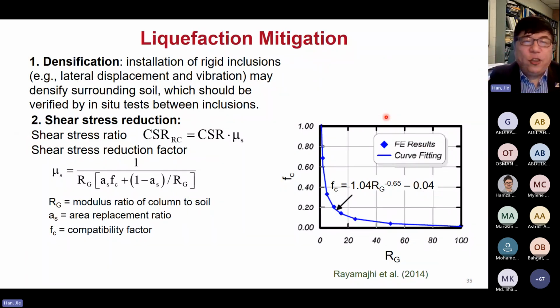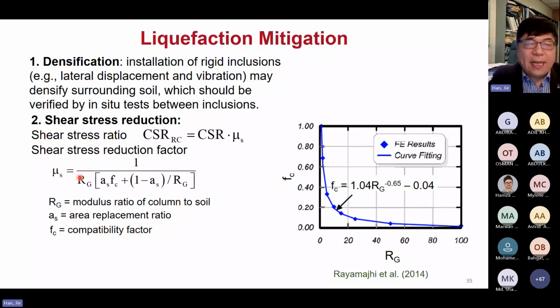Now let's talk about liquefaction mitigation. As I mentioned, for auger displacement columns, the lateral displacement may densify the surrounding soil, especially loose sand, and this should be verified by testing between inclusions. However, one thing I will talk about: people try to give credit for shear stress reduction. Supposing the rigid inclusion can carry shear stress and reduce the stress on the soil, they reduce the shear stress ratio by a factor, basically a stress reduction factor. So that is the one here.